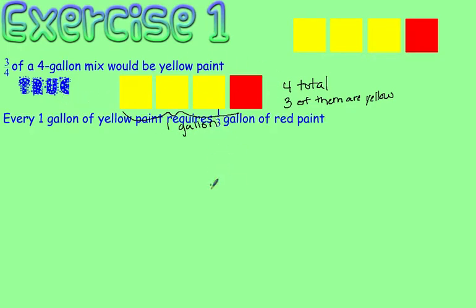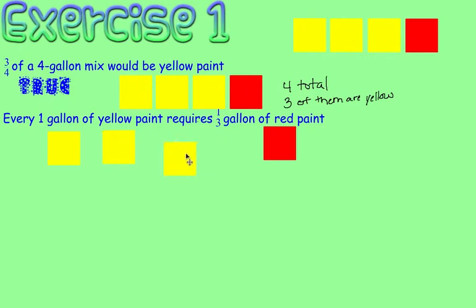All right, so the next question asks us, if every 1 gallon of yellow paint requires 1/3 of a gallon of red paint. Okay, so let's say here's my 1 gallon of yellow. If I use 1 gallon of yellow, I can't use a full gallon of red. That doesn't stick with the right mixture. So I know that in order to use this gallon of red, I have to split it up evenly amongst my yellows. Since there are 3 yellows, I have to split it up evenly amongst those 3 yellows.